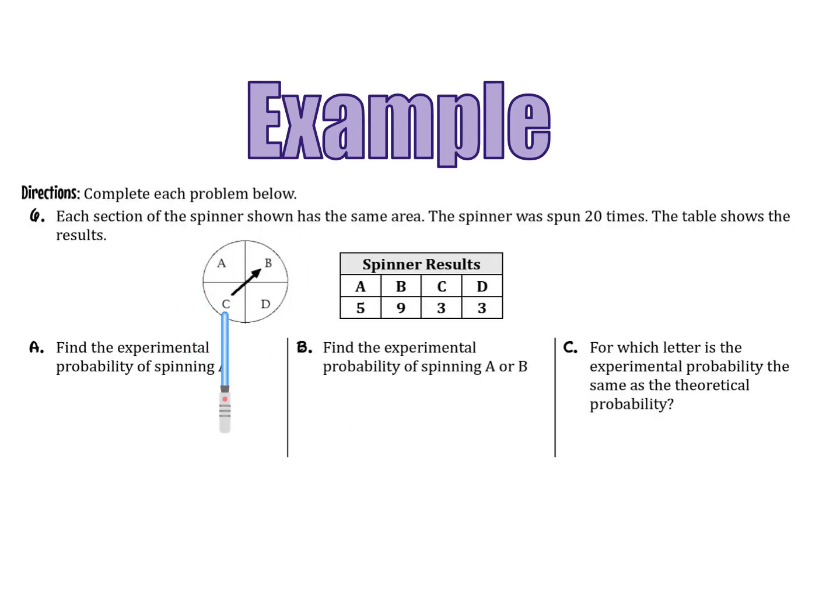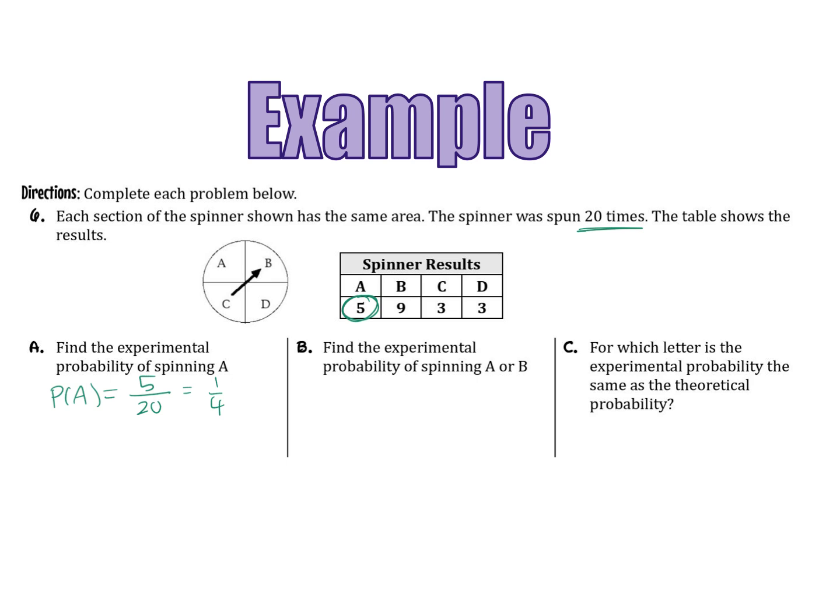Suppose we have this spinner, and I'm going to tell you that each of these 4 spaces has the same area, so it's equally likely to spin an A, a B, a C, a D. But we spun the spinner 20 times, and here are the results. So find the experimental probability of spinning A. Well, the experimental probability of spinning A is how many times we spun A out of the total number of times that we spun, which is 5 out of 20 or 1/4.